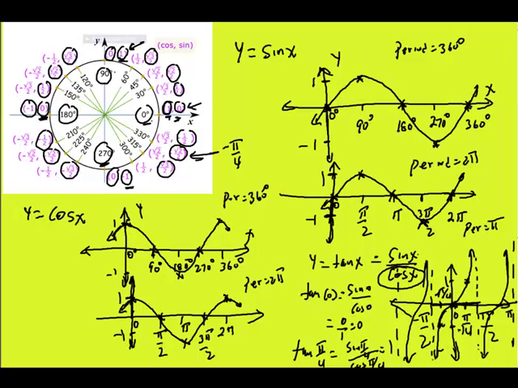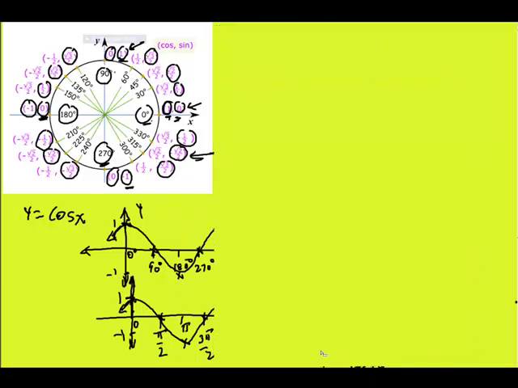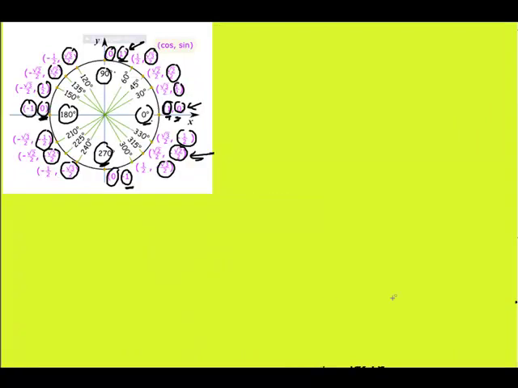Now, what I want to do is finally graph secant and cosecant, and then show you how they're related to sine and cosine. There's a relationship there. So let's go down here, clear that one. Let's graph y is equal to cosecant of x. Well, cosecant is really 1 over sine.